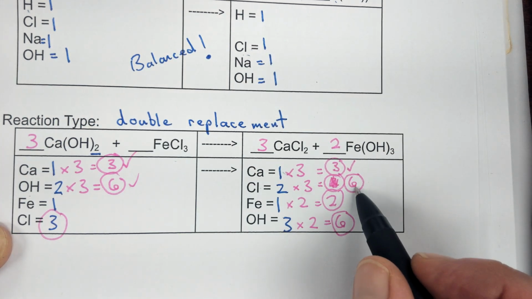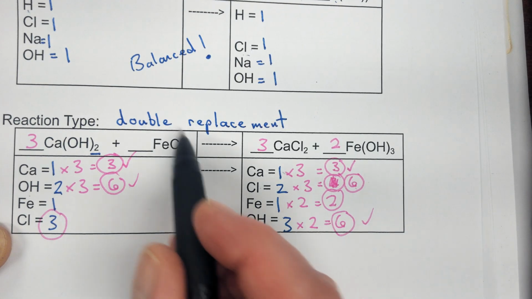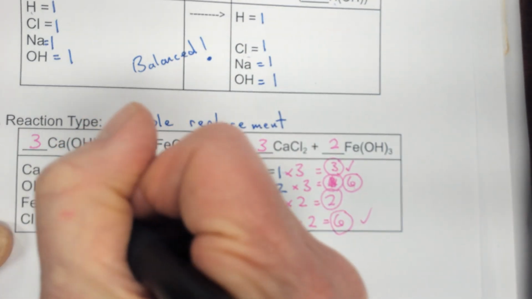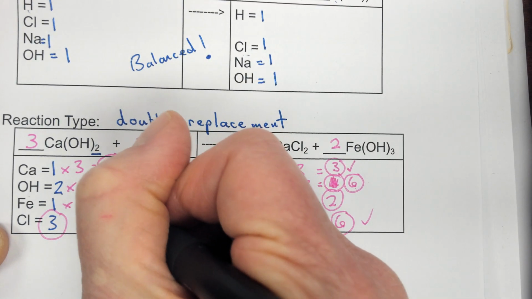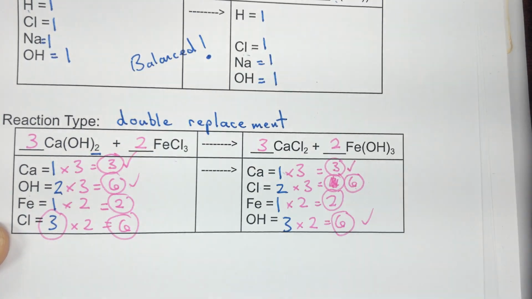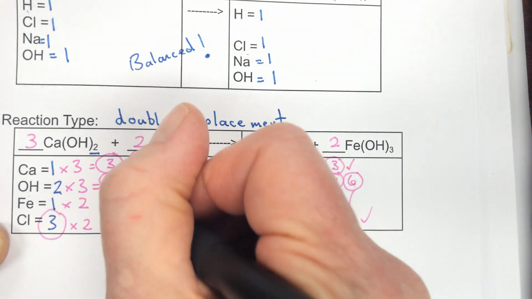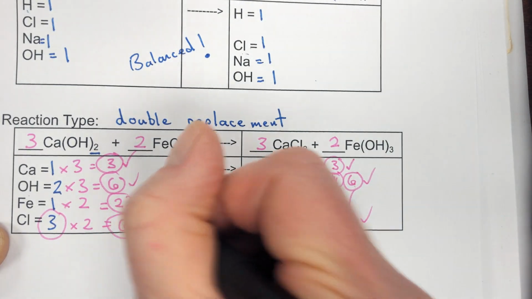I've got a 6 for this Cl and a 6 for this Cl. So I need to increase over here. I'm going to put a 2 in this blank. It's going to multiply here and here. And it's magic. The equation works out, right? So now I've got a 2 here, 2 here, 6 here, 6 here.